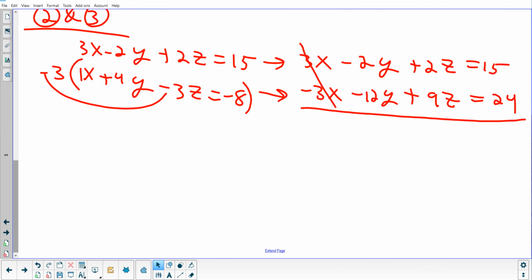These are gone. Annalise, what do I get for my y's? 10y or are you adding them or subtracting them? Add it.